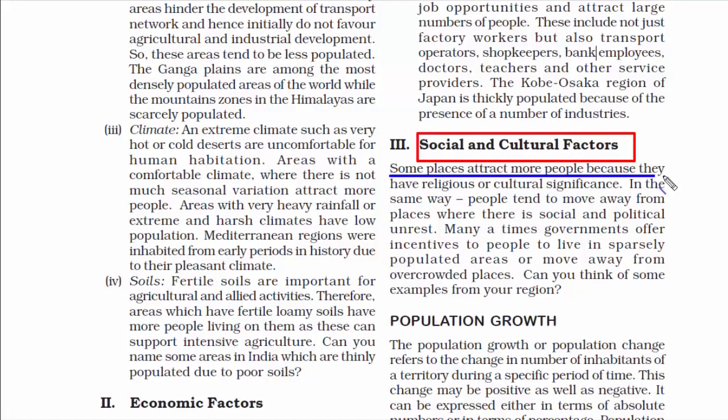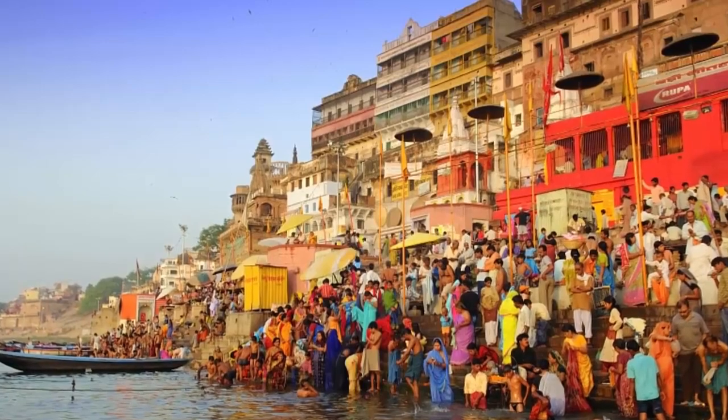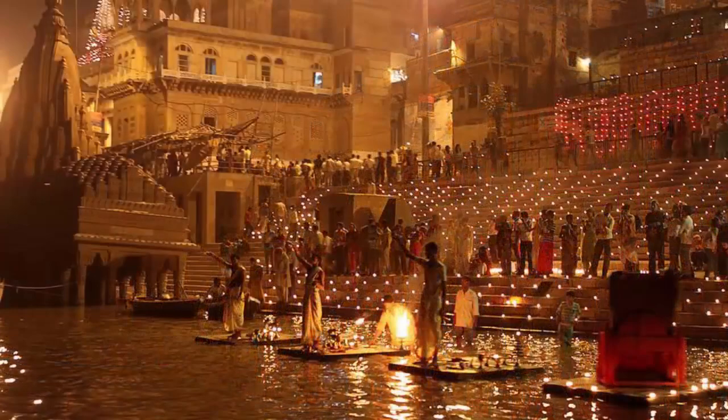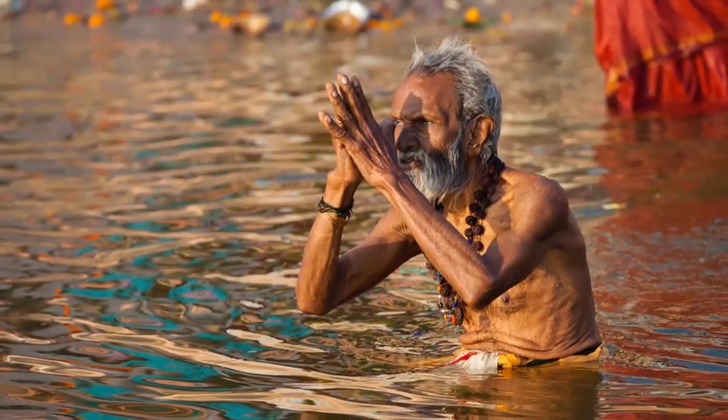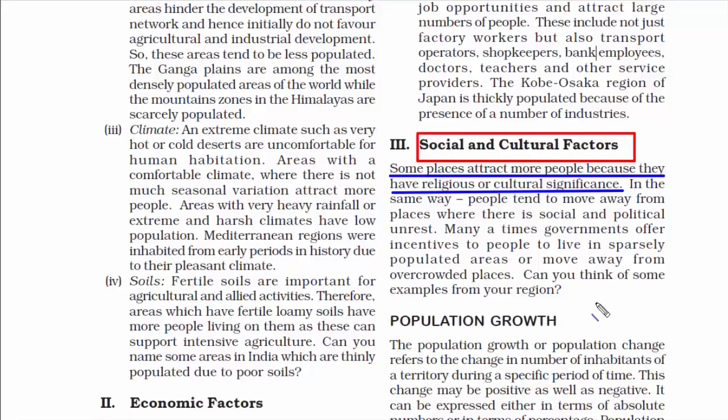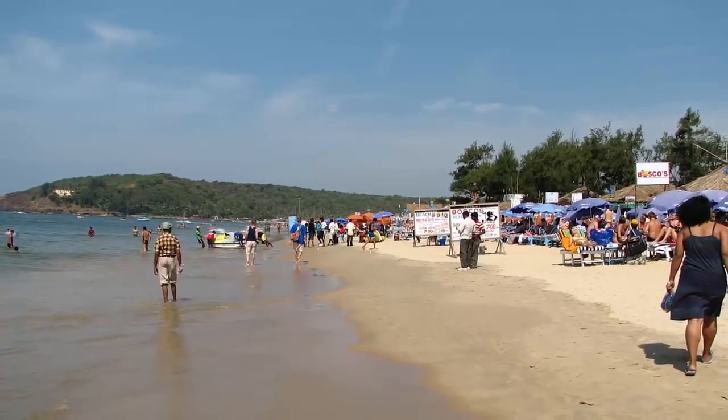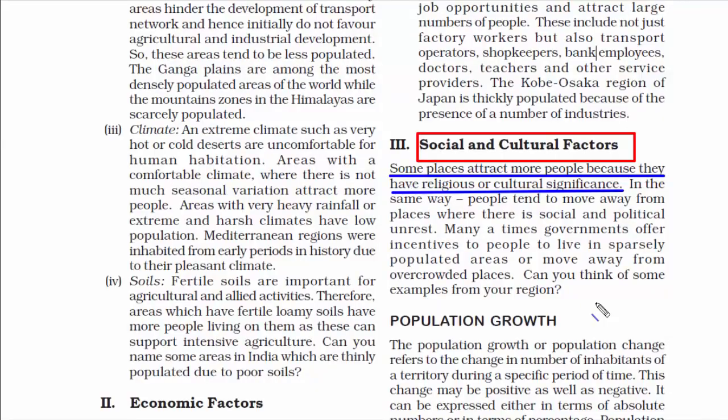Some places attract more people because they have religious or cultural significance. I'll give you two places in India as an example. The first one is Varanasi, often known as land of spirituality. People visit this city for visiting temples or take a holy dip in the river Ganga. It's the spiritual and the cultural connection that makes people visit Varanasi. Now the second place is Goa. This city thrives on culture that resonates among young couples and people who love socializing and do adventure sports. So you see, it's the social and cultural factor that attracts people to a particular place.